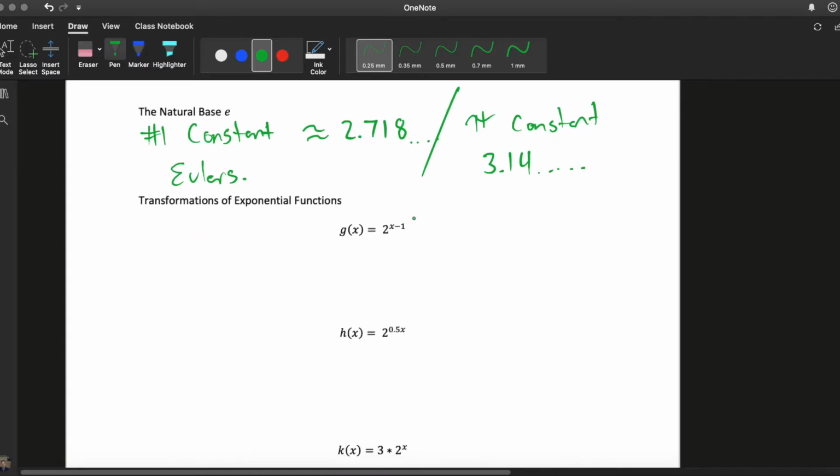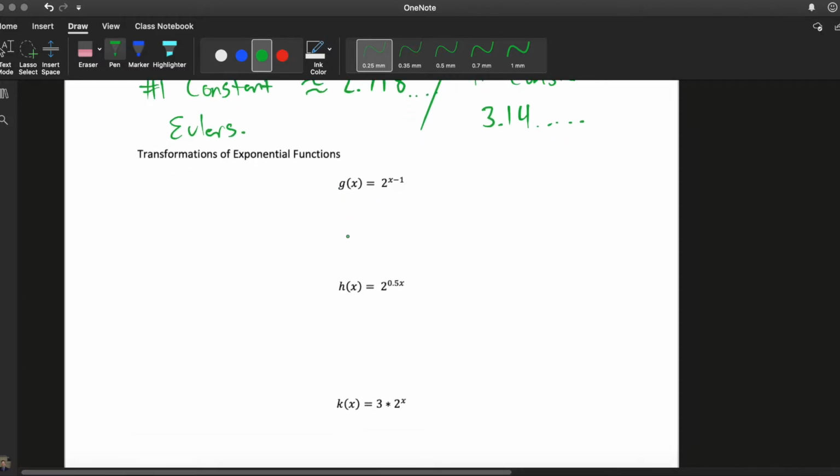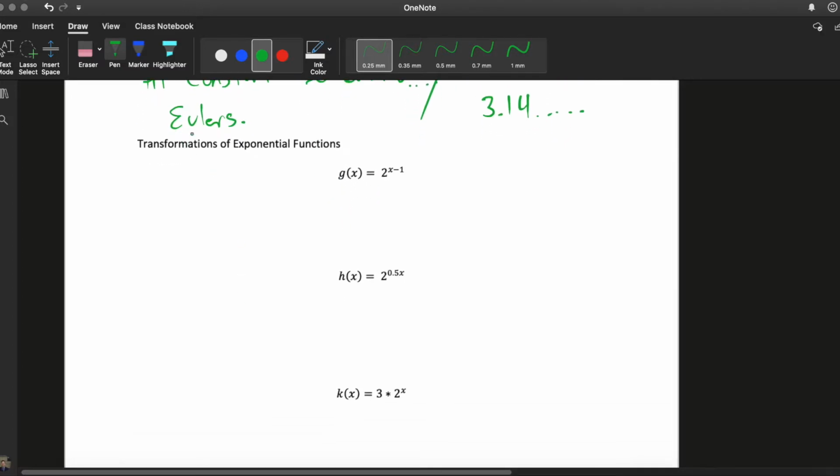That's all I really want you guys to know about this for right now. Transformations. Moving on to transformations. Really, this is just review over what we've already done.